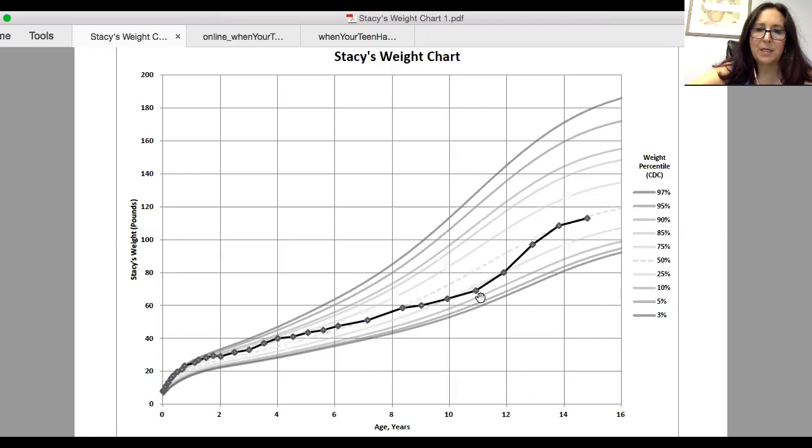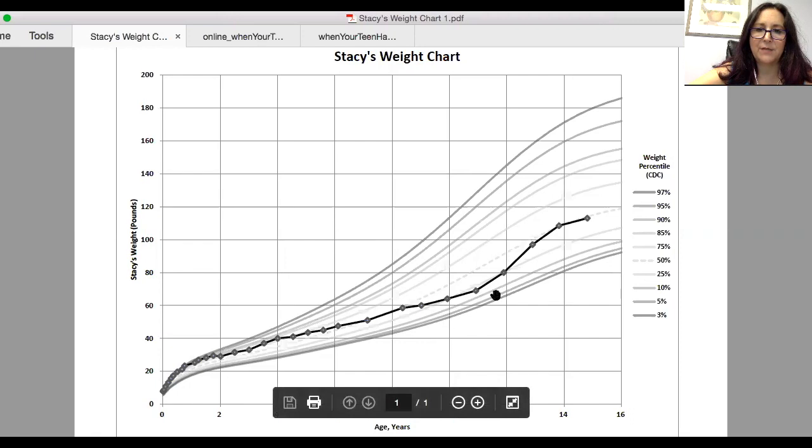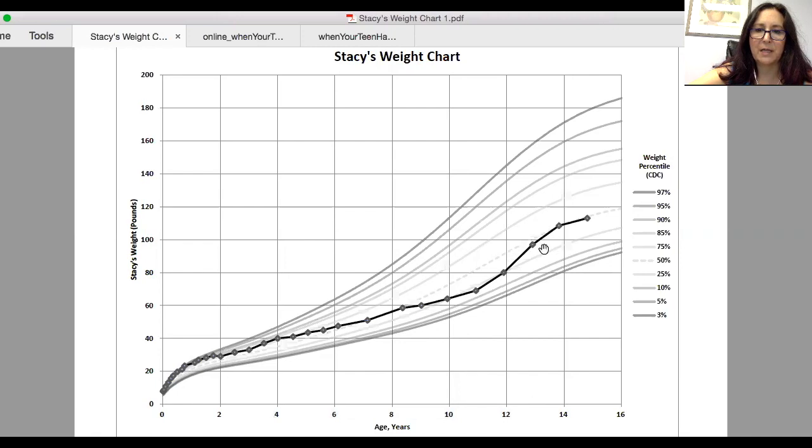And you can also see her projected weight over time. So if you're thinking about a recovery weight somewhere in the future for where she should be at age 12, you would see where the 12-year mark crosses her percentile line, and it's quite higher. It's at least 90 pounds. And you can see in this example of Stacy that she, in fact, did return to her own trajectory by about age 13.